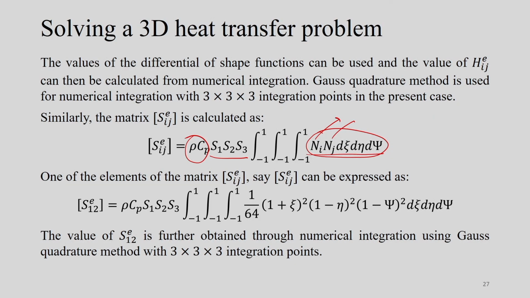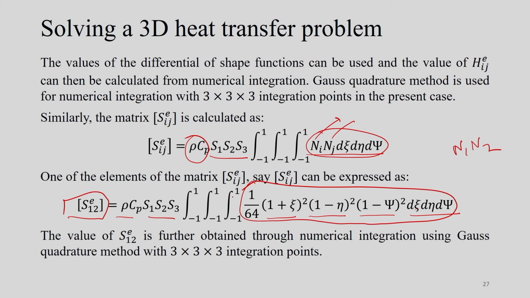Similarly, we can calculate all the elemental terms in any kind of element, it can be S also, it can be H also. For example, S12: here you can see rho Cp S1, S2, S3, and S12 means in this case N1 and N2. Put this value, and then we get this particular expression, 1 by 64 into 1 plus xi square of that, and 1 minus eta square of that, and 1 minus psi square of that. Now, this term is obtained through numerical integration using the Gauss quadrature rule, where we can use the 3 by 3 by 3 integration points.